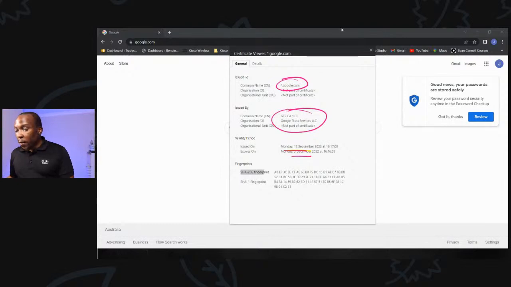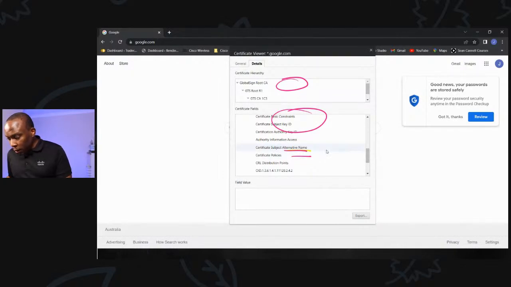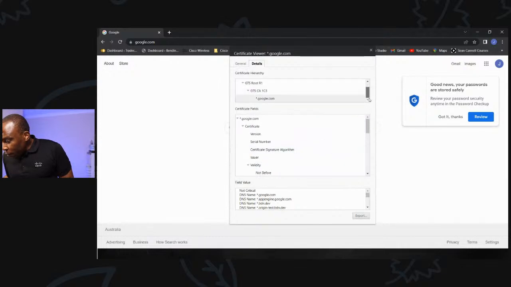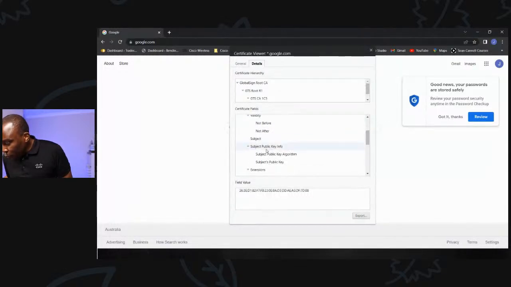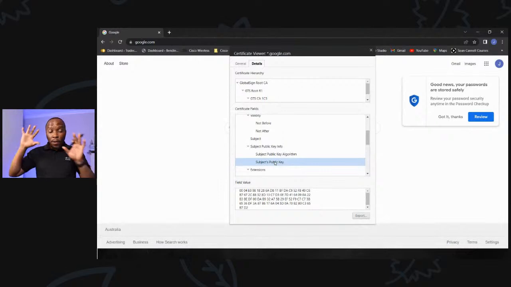What else do we find out? If I come here, there's a serial number of the certificate. Yes, there's the public key. So this is the public key of the Google certificate.